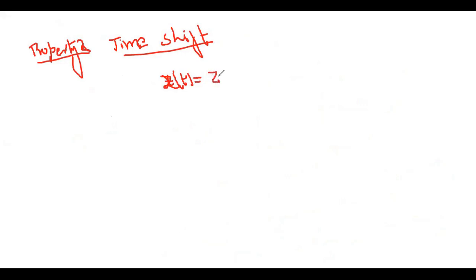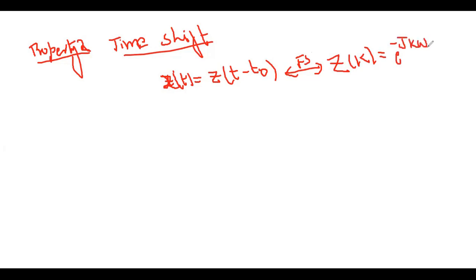Property two, time shift property. What is the statement saying? For a little bit of confusion, if you take x of t, z of t is x of t minus t naught. The time is shifted with the t naught samples. Applying the Fourier series, we'll get z of k equal to the exponential value e power minus j k omega naught into t naught. Remember this, into x of k.